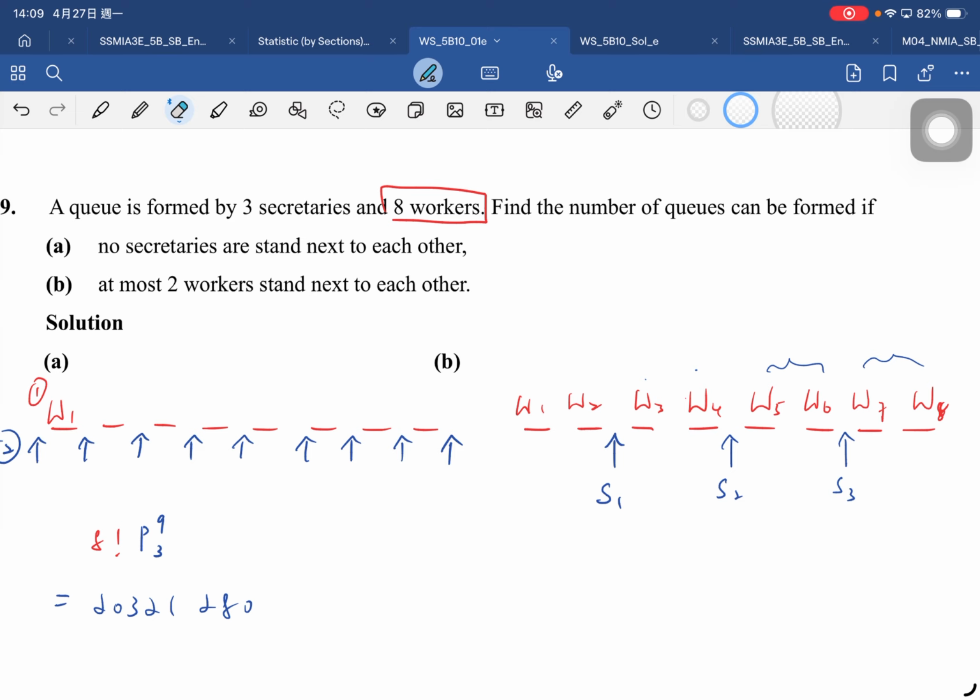That means only one case here. Alright, so now if you arrange the workers, 8 factorial, you need not select them, just arrange them in these 8 positions. And how about the secretaries? They must be placed in these 3 positions. With no other choice, you get 3P3 or 3 factorial. So finally, you can find the answer using your calculator. So the answer should be this one.